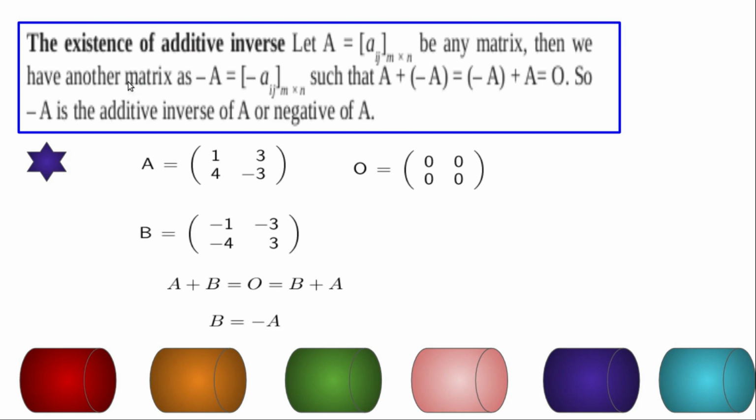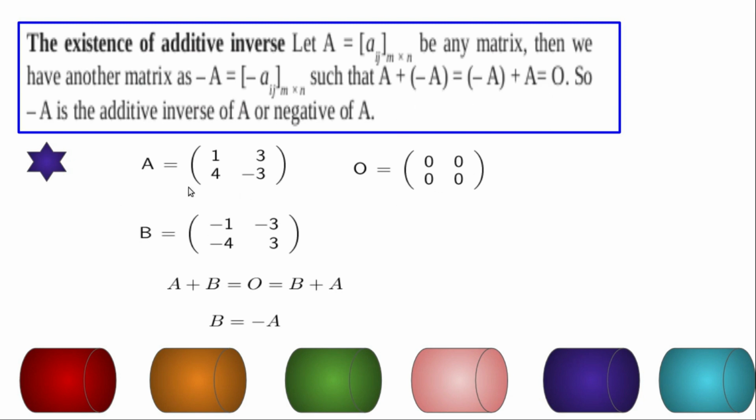Now next property, the existence of additive inverse. For any matrix A equal to matrix Aij, m by n, there exists a matrix minus A that is equal to matrix minus Aij of order m by n, such that A plus minus A equal to minus A plus A equal to 0 matrix. Okay, this 0 matrix is the additive identity of order m by n.